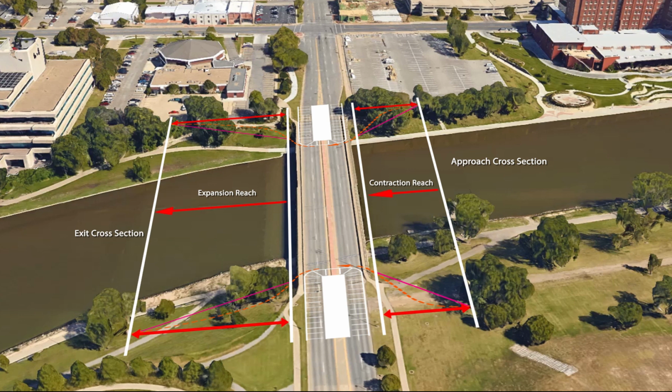The next thing we need to do is change the contraction and expansion loss coefficients to account for the additional energy losses as the flow transitions through the bridge opening. These additional losses are accounted for at the downstream face cross-section, upstream face cross-section, and the approach cross-section, but not at the exit cross-section. This is because of the way that HEC-RAS computes the water surface elevations for a steady flow model. HEC-RAS computes the backwater from the current cross-section to the next upstream cross-section.